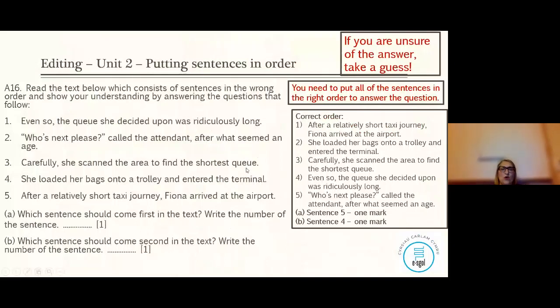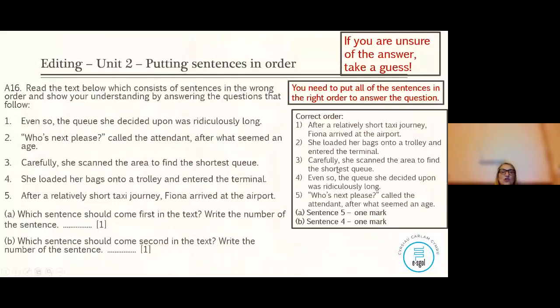So the correct order for this one is, after a relatively short journey, Fiona arrived at the airport. So we know that that's the first sentence because all the other sentences relate to what she does at the airport. That wouldn't be correct if we put that at the end because she wouldn't have arrived at the airport yet. She loaded her bags onto a trolley and entered the terminal. So this is the first action when she reaches the airport. She enters the terminal. Okay, she can't do any of the other things without firstly entering the terminal.